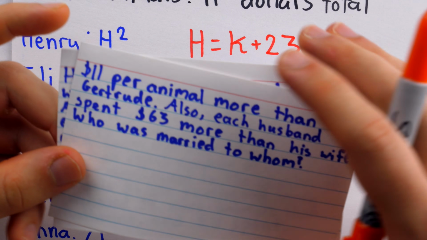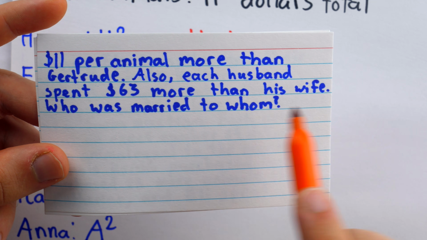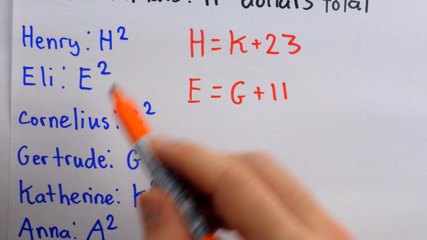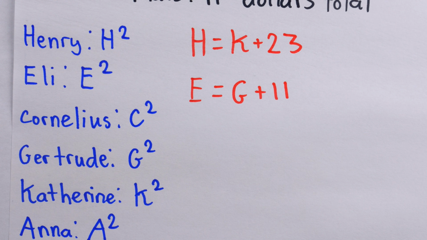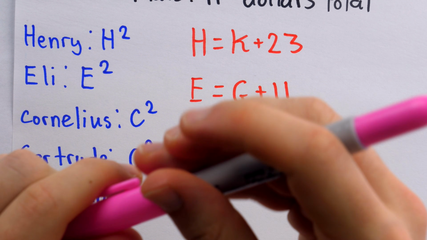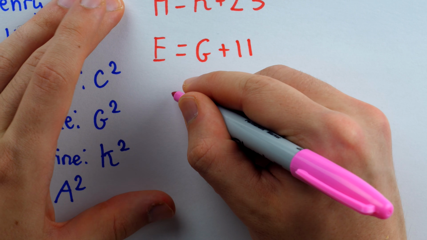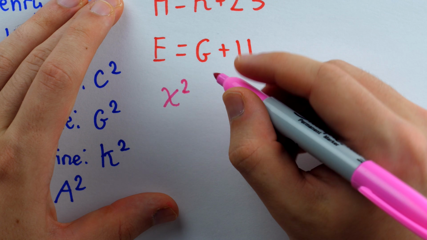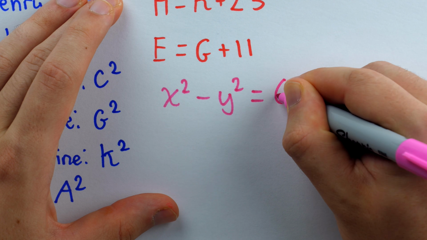Finally, the last key detail we're told is that each husband spent $63 more than his wife. Now, we don't know who was married to who, so we can't use specific letters in this equation, but we know that everybody spent X squared or Y squared dollars. And so for a particular husband and wife pair, we could say that the amount the husband spent, which we'll just represent as X squared, must be 63 more than what the wife spent. So X squared minus Y squared must equal 63.